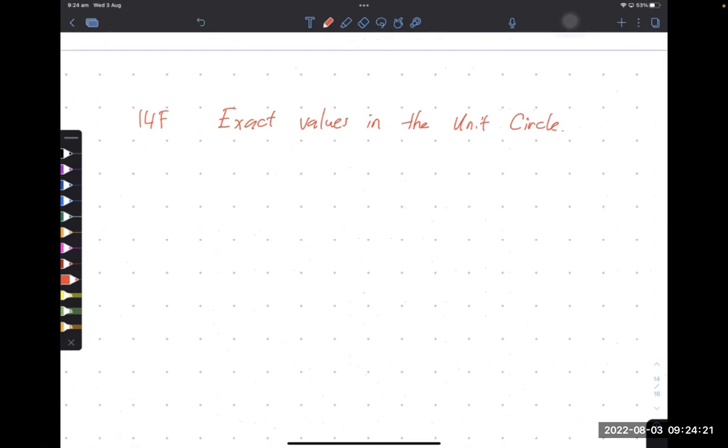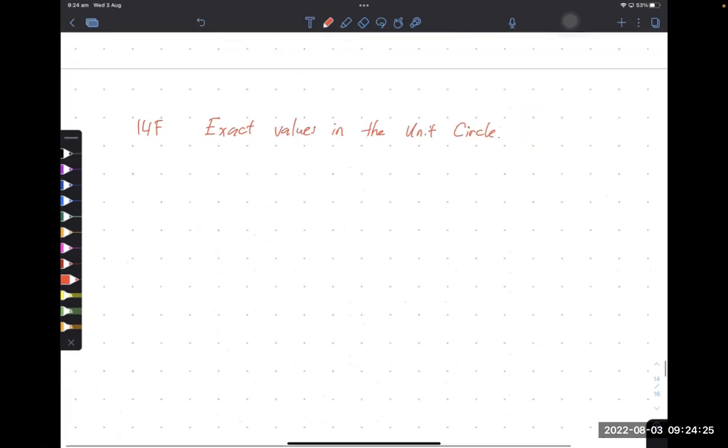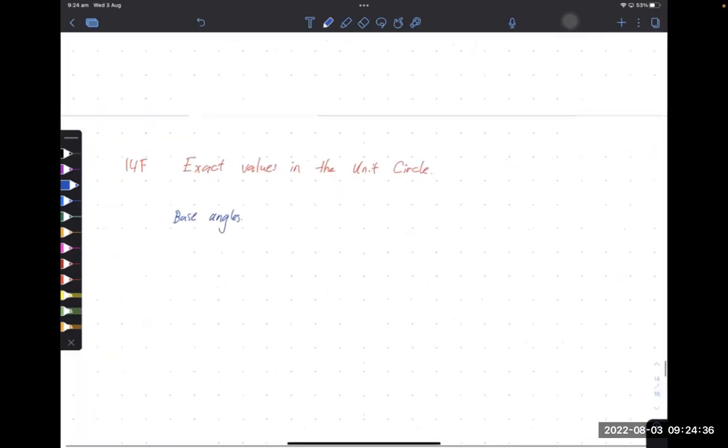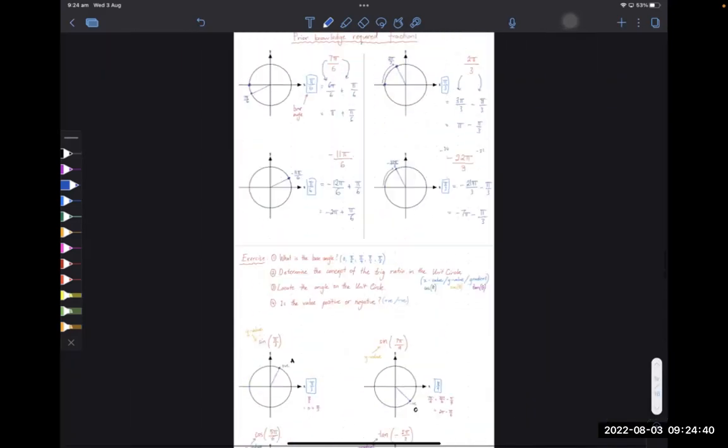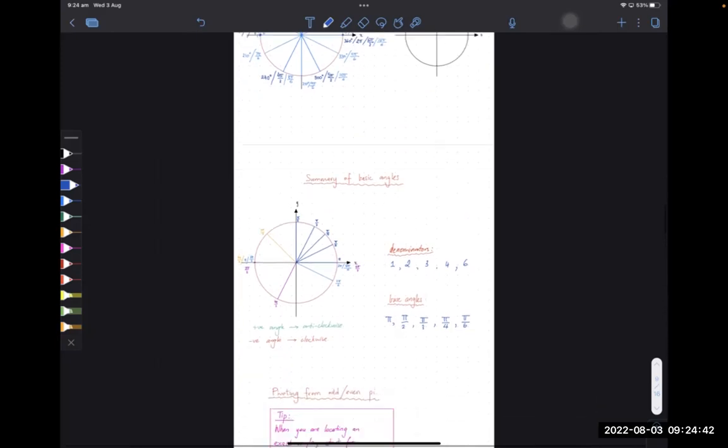There are a few exact values, right? In terms of when we say exact values, we need exact angles, or what I like to call them is base angles. We did have a look at base angles, I believe, in our last lesson.